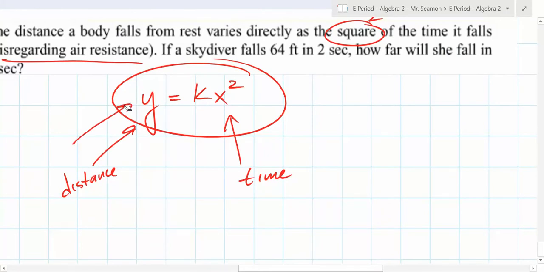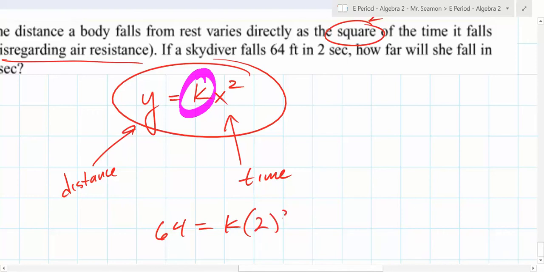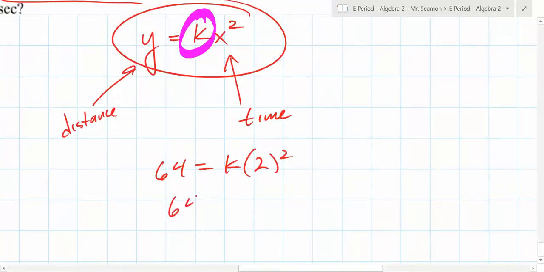So what are we trying to solve for now, everybody? We've done it 4 times so far in this class. K. We're solving for k. So we're plugging in 64 is equal to k times what? 2 squared, which is 4. Exactly. So we know that 64 is equal to 4k. So k is equal to what?